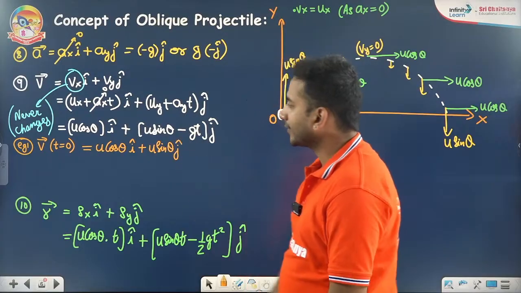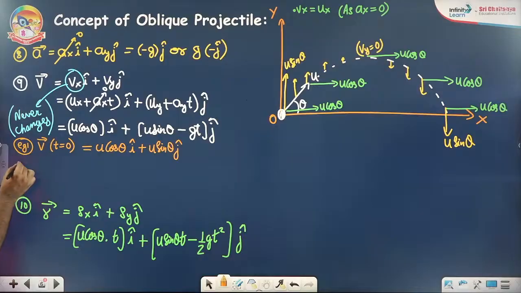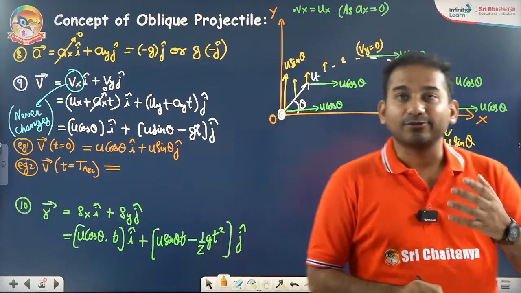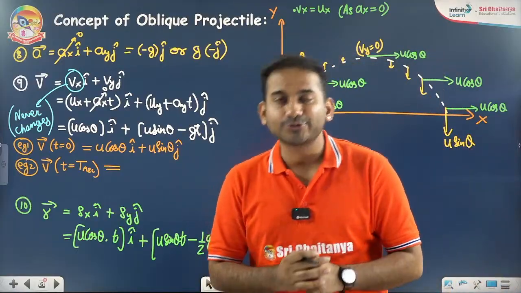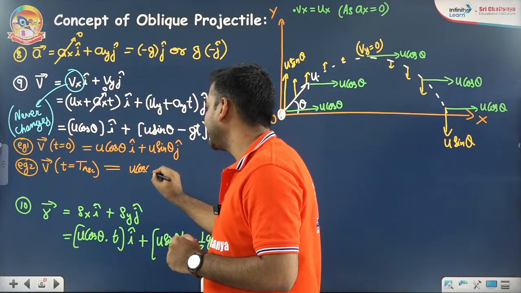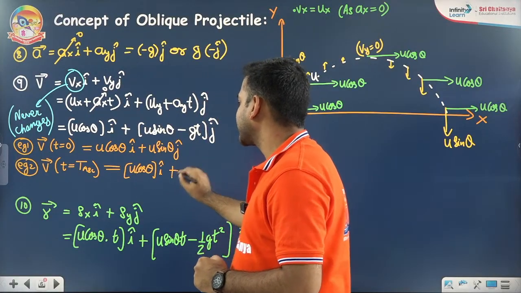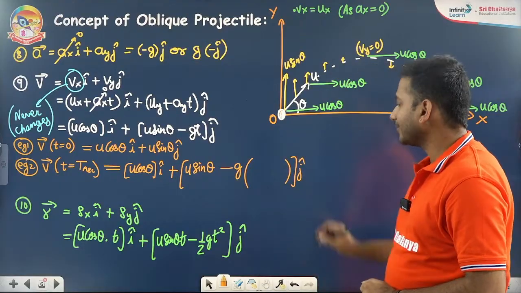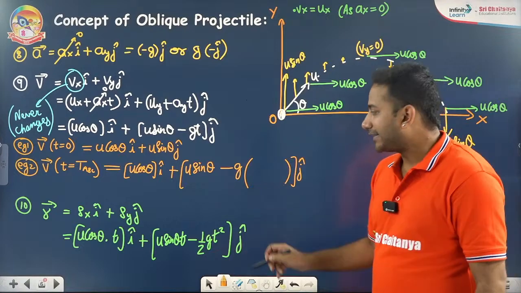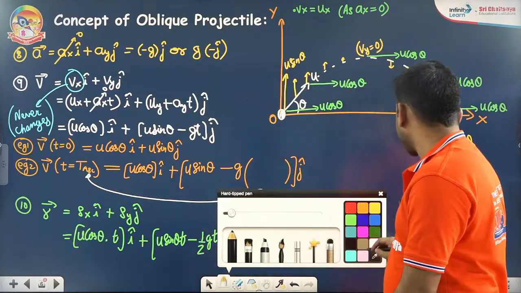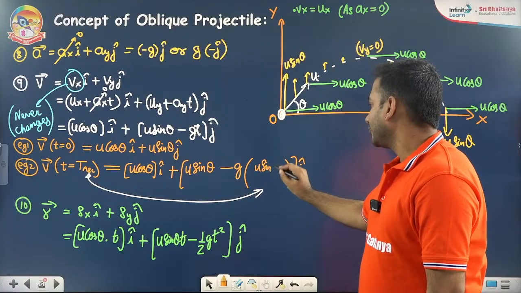Similarly, example 2, if they are asking for the velocity at t equals time of ascent. So I hope you remember what time of ascent is. Time of ascent is half of time of flight. Time of flight is 2u sin theta by g, and half of time of flight means u sin theta by g. So what you will be getting is u cos theta in i cap plus u sin theta minus g into t in j cap. If you look carefully, this t is basically the time of ascent, and this time of ascent is u sin theta by g.